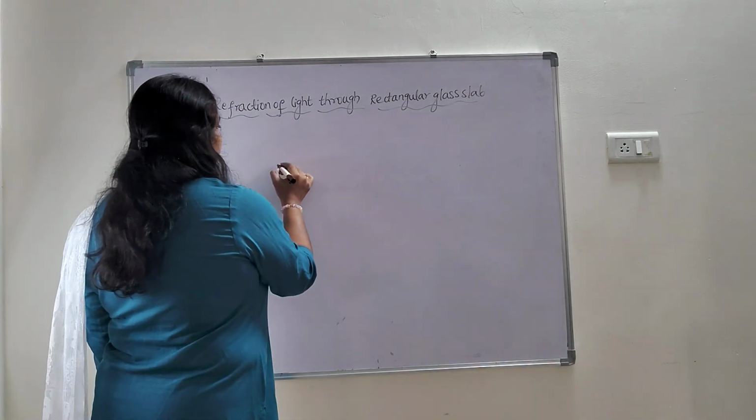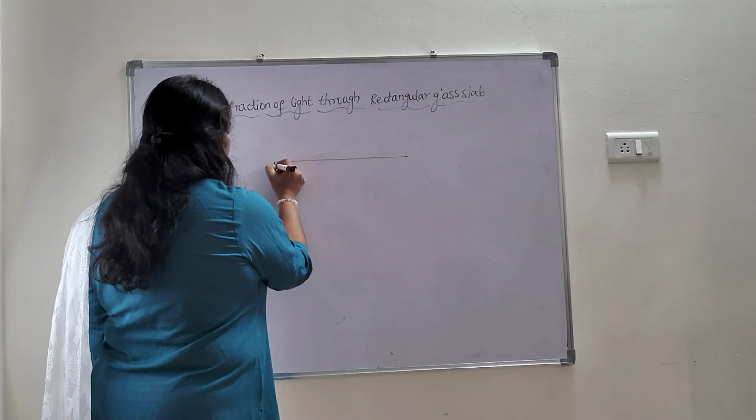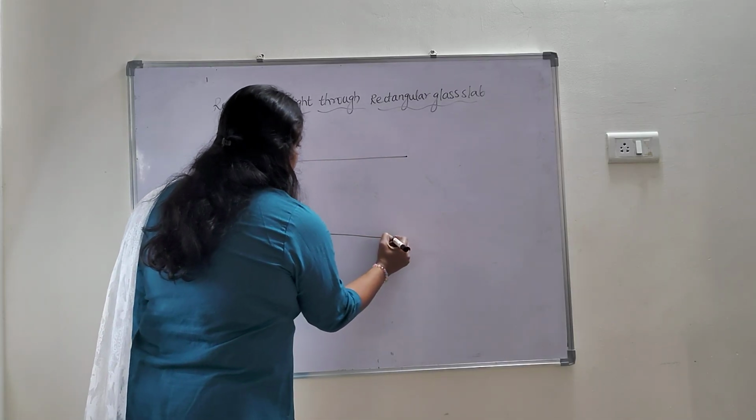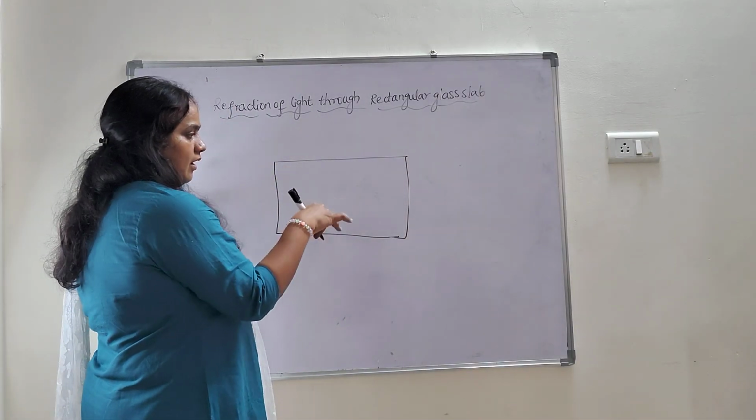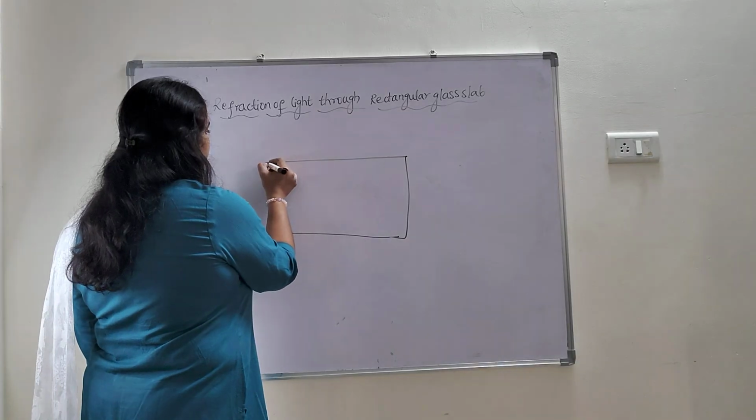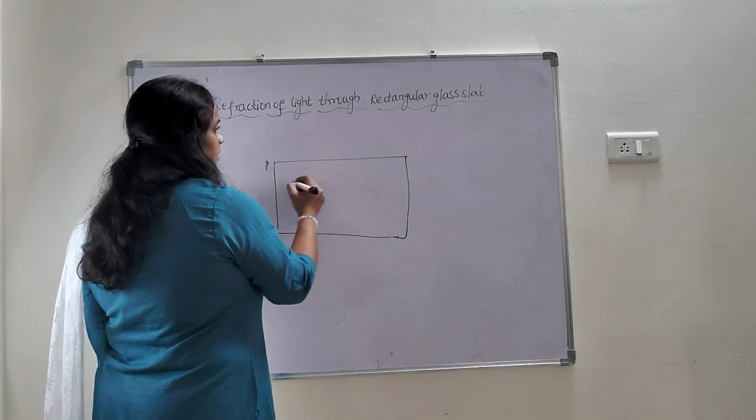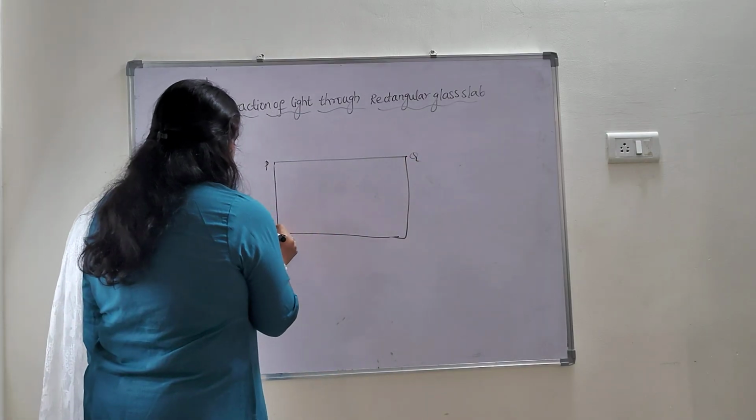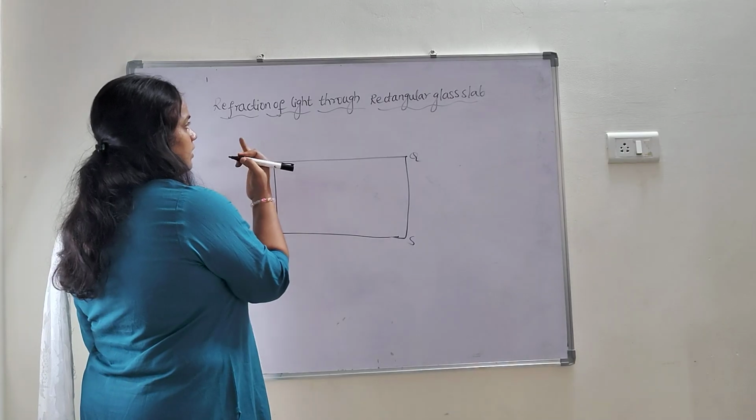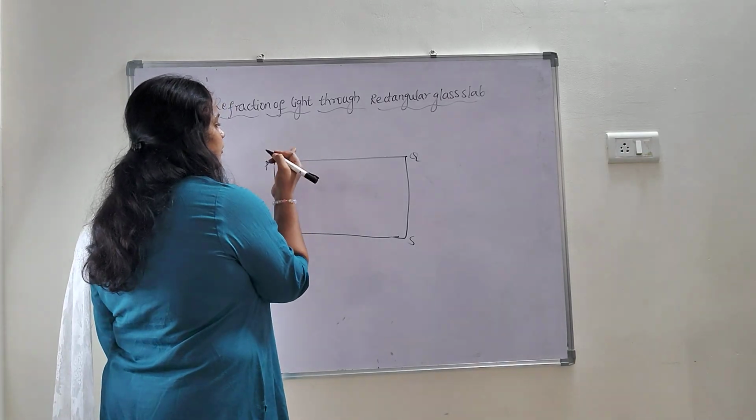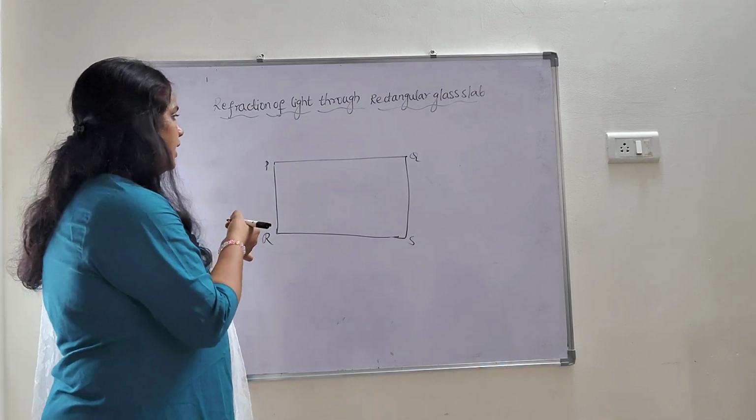So first, you need to take one rectangular glass slab and trace it. With the help of the rectangular glass slab, you need to draw the outline. Next, you can mention it as PQRS or you can even take ABCD. What happens when a ray of light is moving from air to glass medium, that we are going to see now.